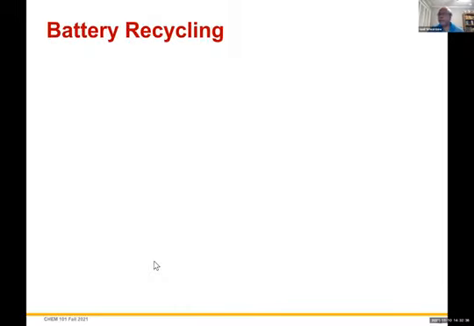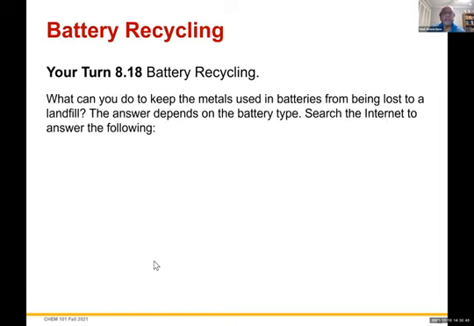Now we're going to talk a little bit about recycling batteries. What can you do to keep metals used in batteries from being lost to landfill? Most of the time we just throw them out in the garbage can. The answer depends on the battery type. Search the internet to answer the following.